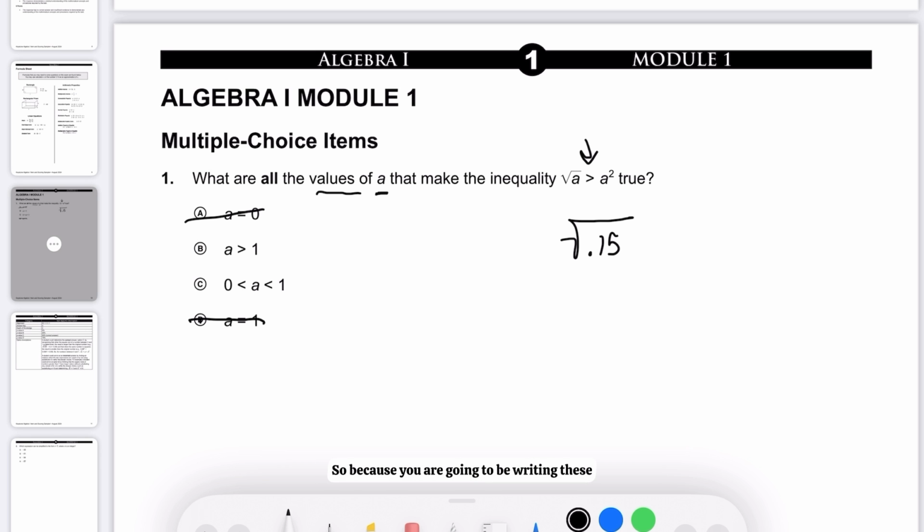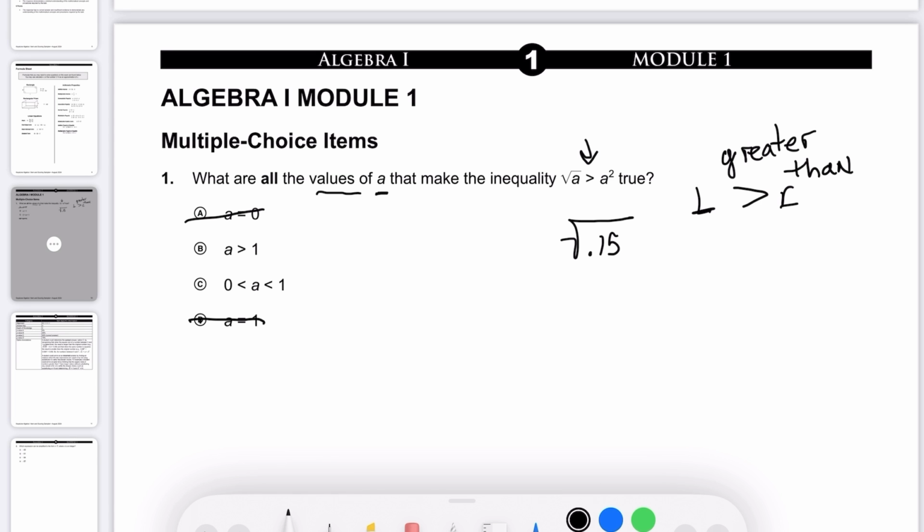right? Because you are going to be writing these in your notebook, since it's from module 1, I want you to write yourself some notes. For instance, I said, this symbol is greater than. Okay, so if this one's greater than, the other one's less than. And you're reading from left to right. So I'm comparing the left side to the right side. That's L for left and R for right.